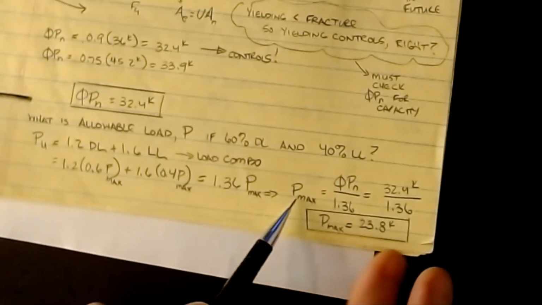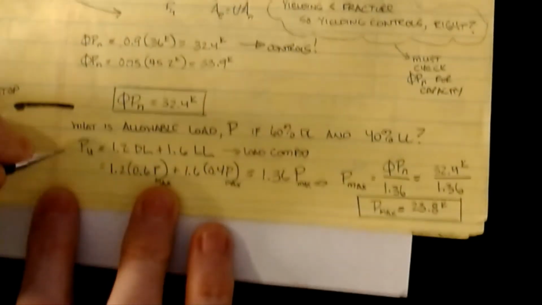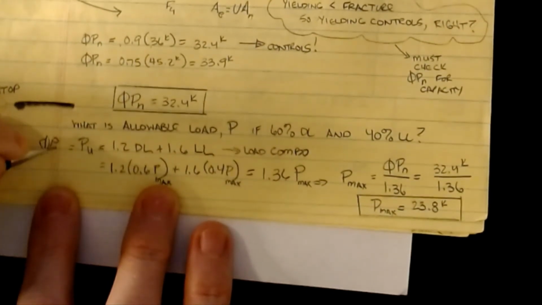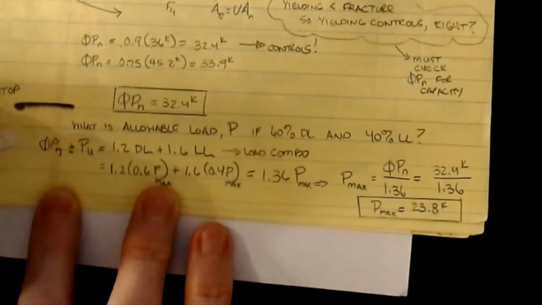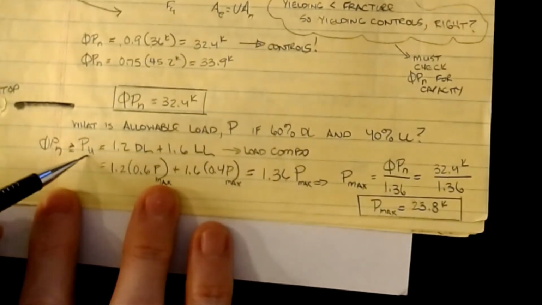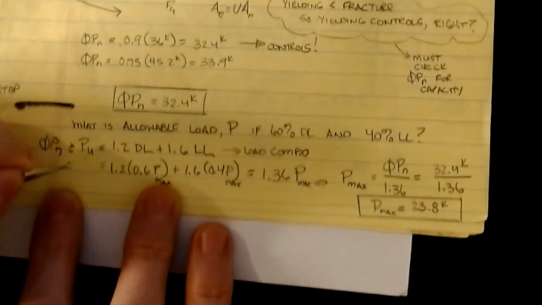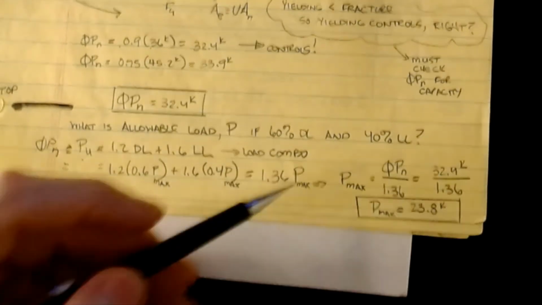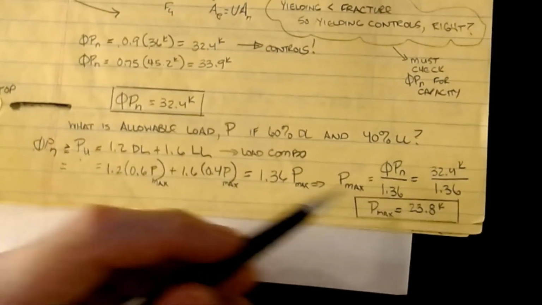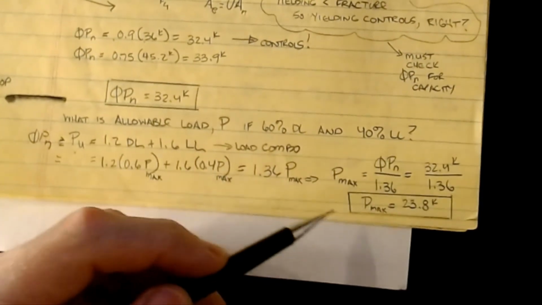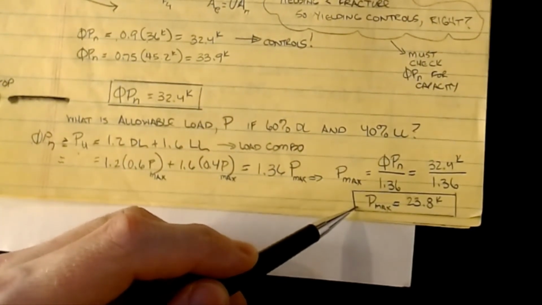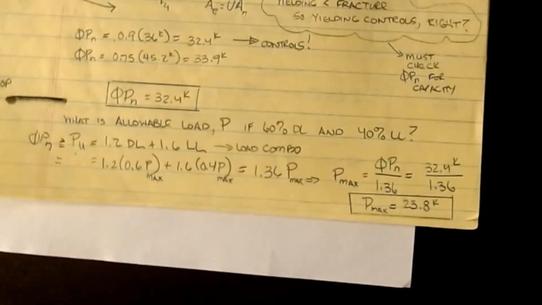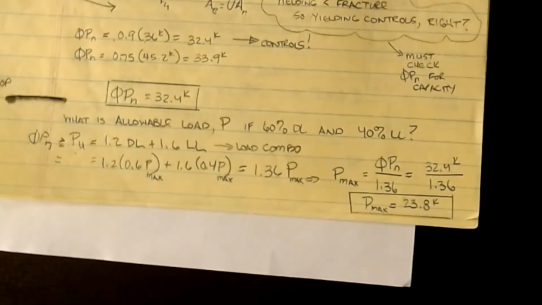We can say that P max then, because at the worst case, PU should be less than or equal to phi Pn. The absolute maximum value this guy can be is the equal case. So we can bring in phi Pn, which we saw as 32.4 kips. If I rearrange this equation, I do 32.4 kips over 1.36. The load rating that you would put on a sign beside this member would be, don't put more than 23.8 kips on this guy. If you do that, then you'll be safe for yielding, you'll be safe for fracture, and you will have met all of the load and resistance factor requirements in doing so.